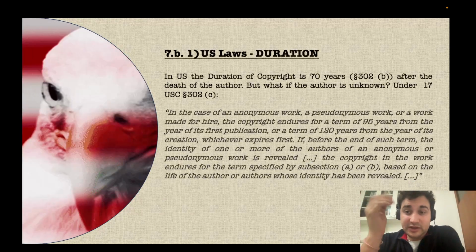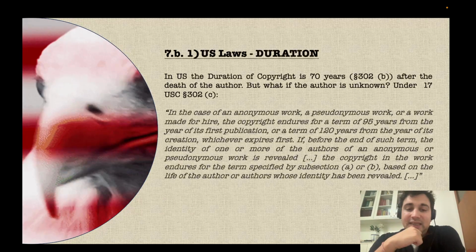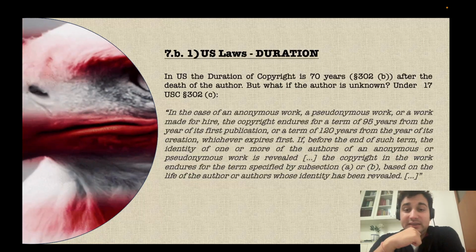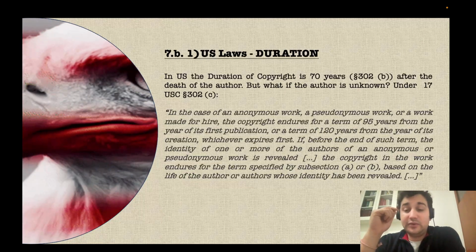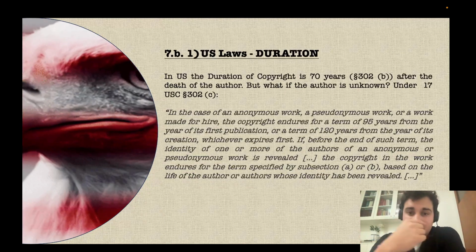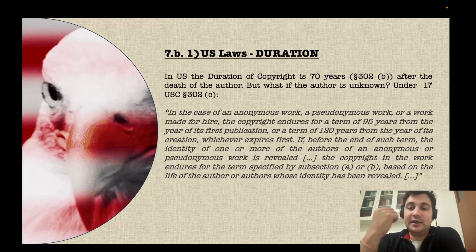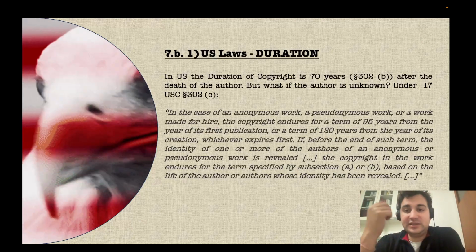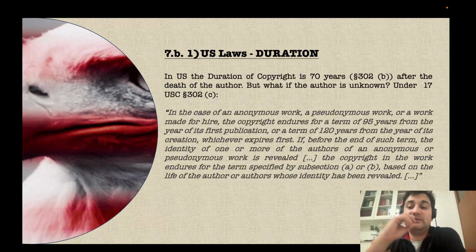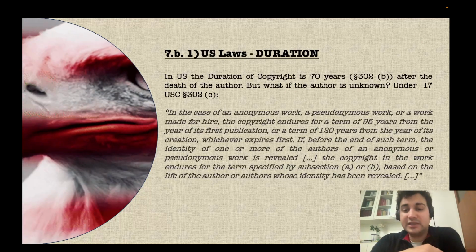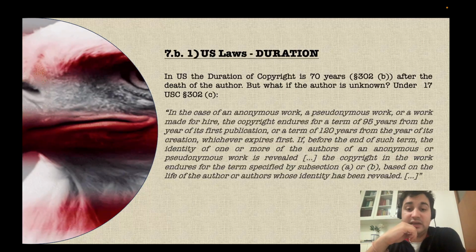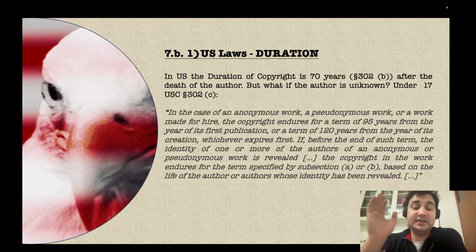In the US, the regulation is under Section 302, which is defined as 70 years, and Section 302 mentions that whenever the author is unknown or is a pseudonymous work, the copyright is in use for a term of 95 years from the year of its first publication, or a term of 120 years from the year of its creation, whichever expires first.